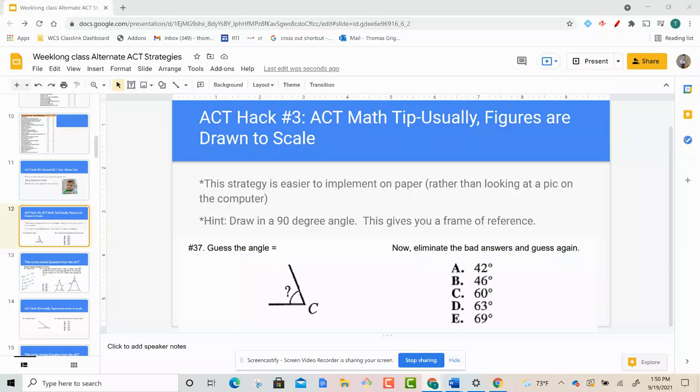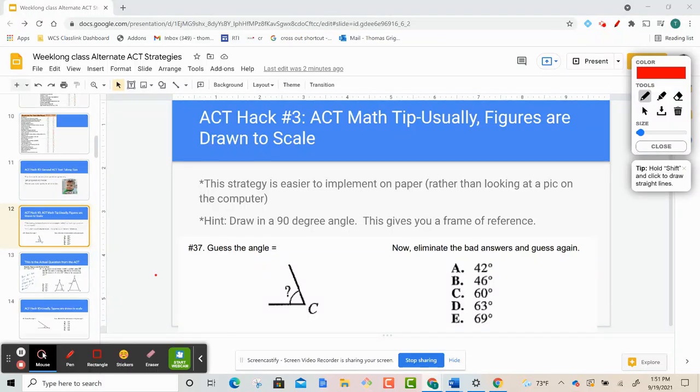So one strategy you can use that I tell students about all the time, especially if they've forgotten some geometry, is essentially use your estimation skills and guess the angle. And I will tell you off the bat, this strategy is a little easier to do when you actually have this on paper. Although if you have a touchscreen computer, this works as well.